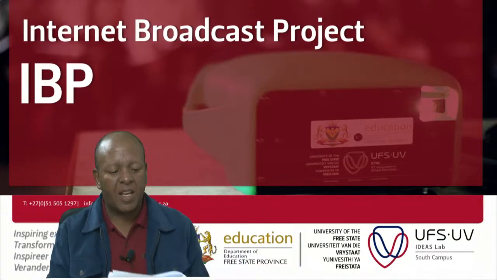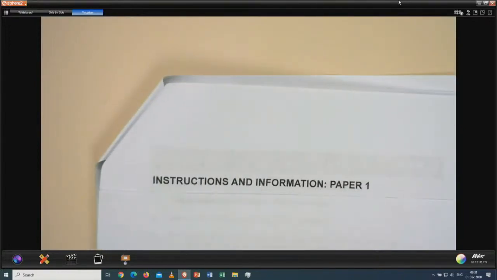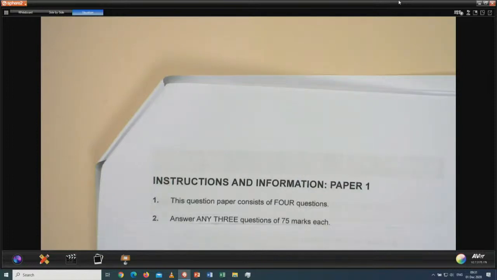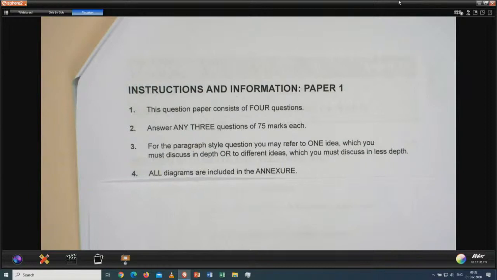These are the instructions that I promised you that you will see on your question paper. You must read through these instructions. Right, number 1, this question paper consists of 4 questions. We already talked about that. Answer any 3 questions of 75 marks. For the paragraph style question, you may refer to one idea, which must be discussed in depth, or different ideas, which must be discussed in less depth. Right, all diagrams are included in the annexure.